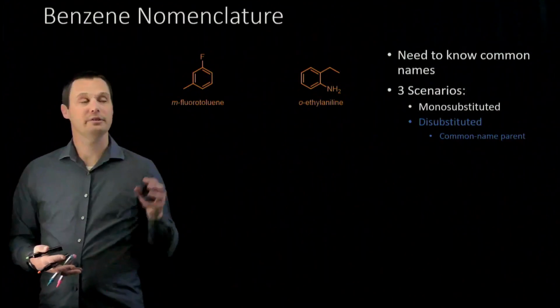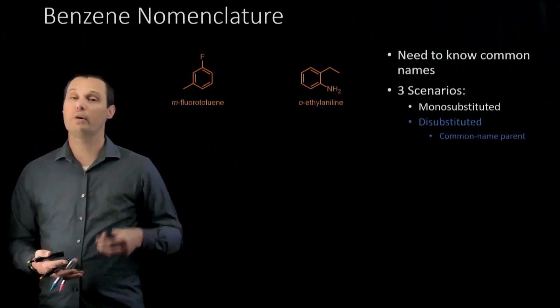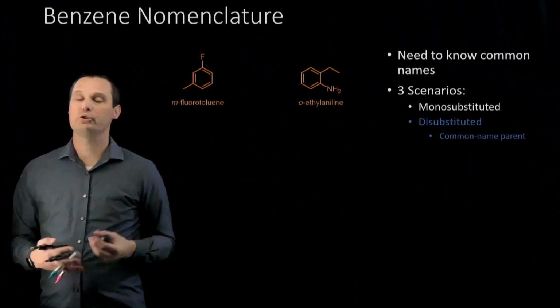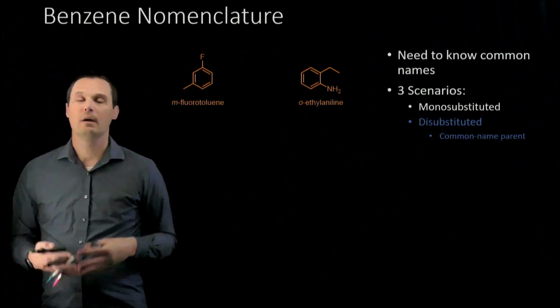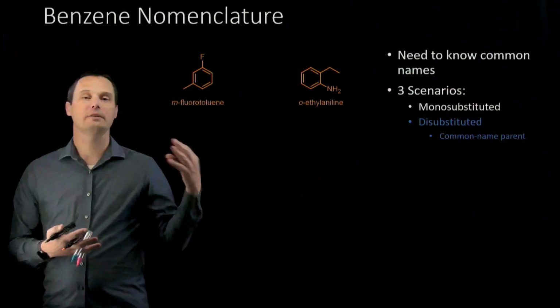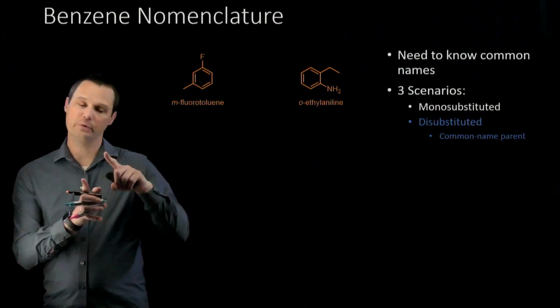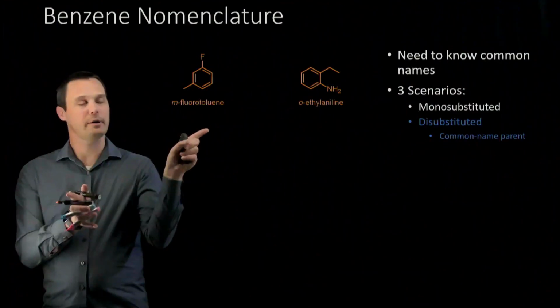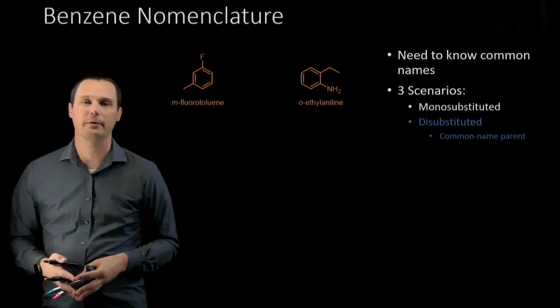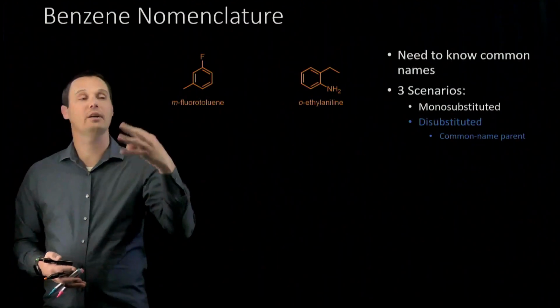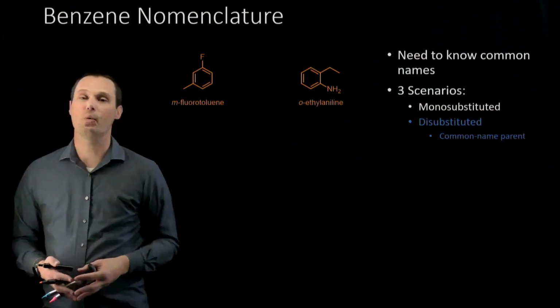For disubstituted benzene rings, if one of those substituents is one of those common name substituents, then we make that position 1, and we name the other substituent as just a regular common substituent. We use the terms ortho, meta, and para to depict how far away one group is from another. Ortho groups are right next to each other, meta groups are spaced by 1 carbon, and para groups are across the molecule from each other. We use the common name as the parent of the molecule, and we use ortho, meta, or para to tell how far away the simple substituent is away from the common parent.